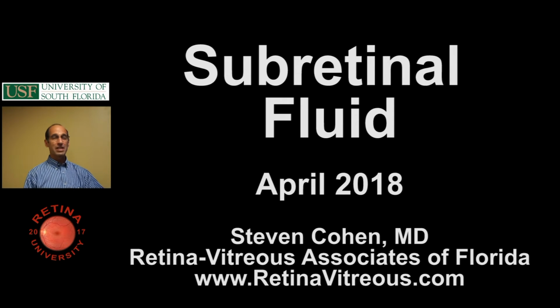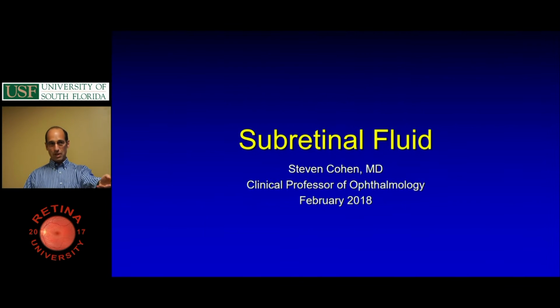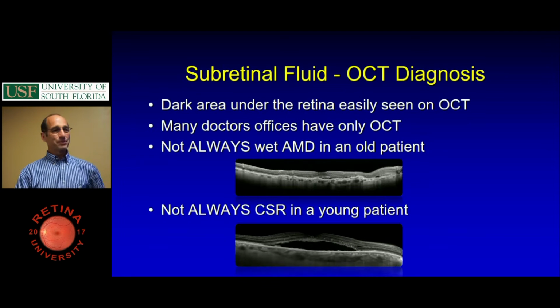So, okay, subretinal fluid. This is the chapter Dr. Pavin wanted me to talk about, which is choroidal disorders. But I lumped it together. It covers a lot of stuff on subretinal fluid because now in the 21st century, we get OCTs and there's often subretinal fluid. Subretinal fluid is a dark area under the retina, easily seen on OCT. A lot of doctors' offices we deal with have OCT, but not fluorescein. So it's important to know how to interpret subretinal fluid.